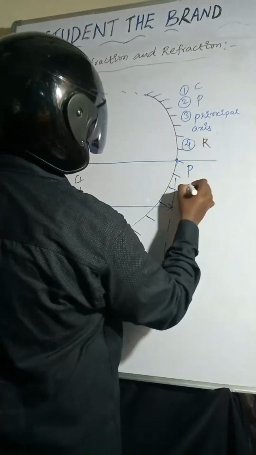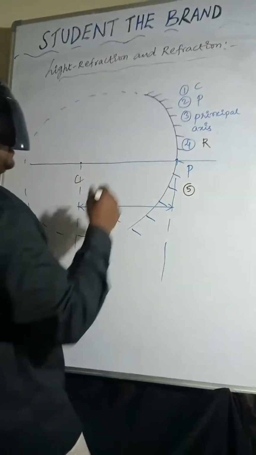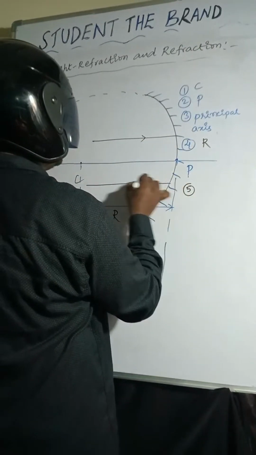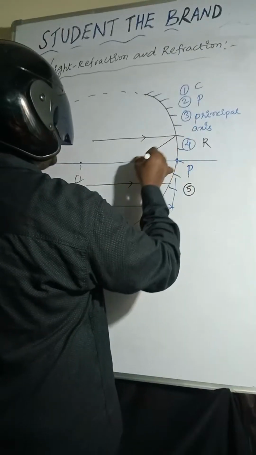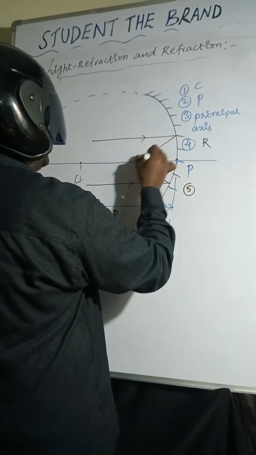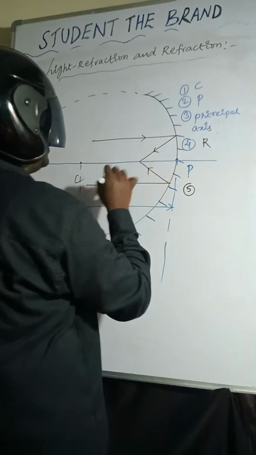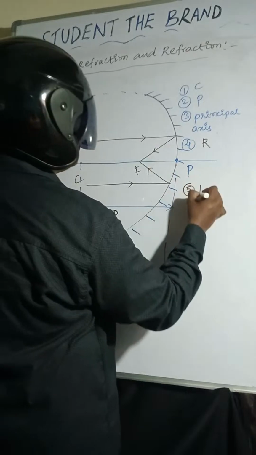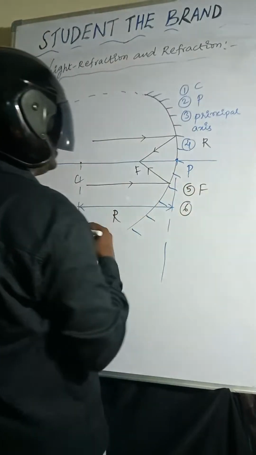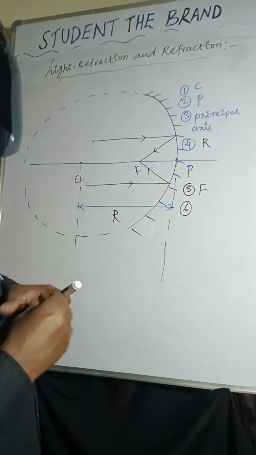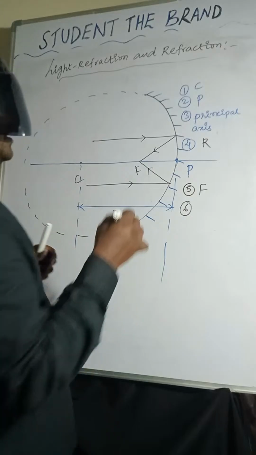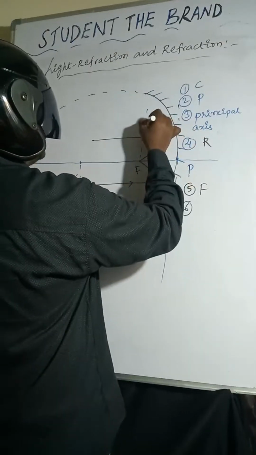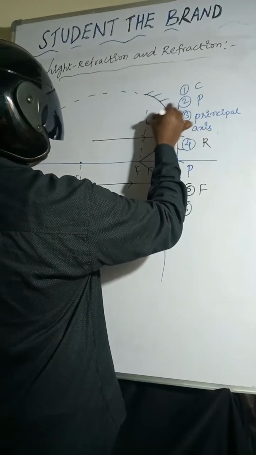Coming to the fifth one, after reflection, all light rays will meet at one point on the principal axis. That point is called the focus. Coming to the sixth one, the distance between the focus and pole is called the focal length.